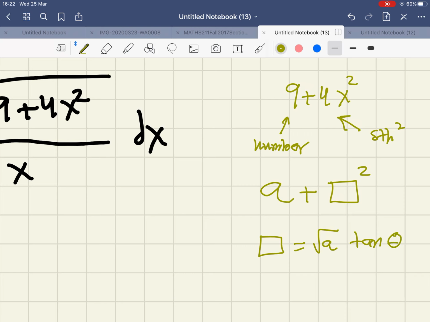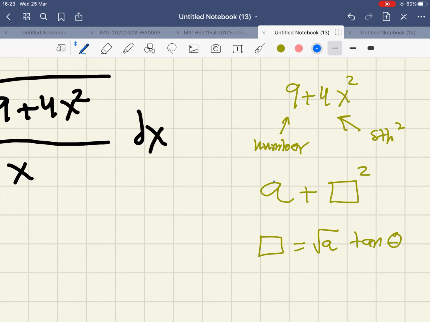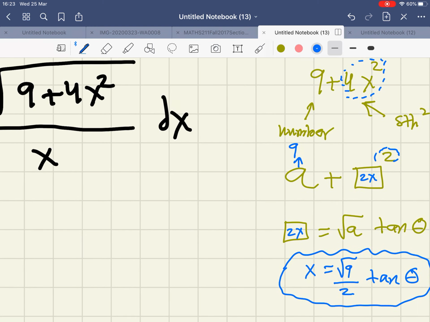Now let's fill in the gap here. What is a and what is something square? A is 9. That's clear. This is 9. So here I will write square root of 9. Now how can I make this one into something square? This should be easily 2x. So this should be 2x, which means x alone should be divided by 2. And that's the substitution that I'm going to use here. Square root of 9 over 2 tan theta.